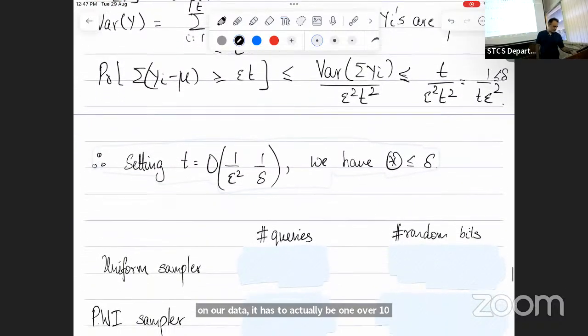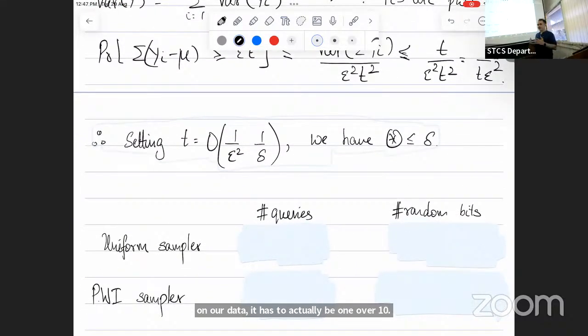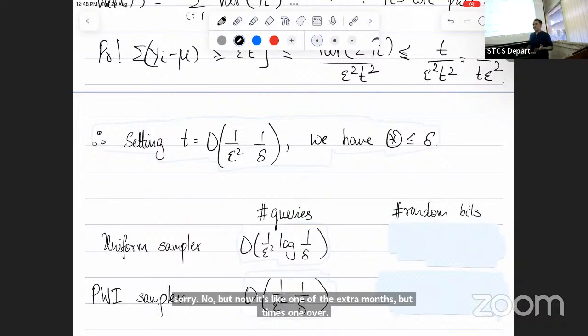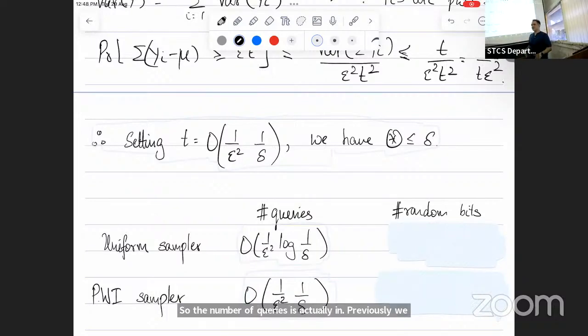Okay, so now we are in a good position to contrast what's going on. Previously the number of queries was 1 over epsilon squared times log of 1 over delta. But now it's 1 over epsilon squared times 1 over delta. So the number of queries has actually gone up. Previously we used to make far fewer queries. Now we are making a lot more queries.